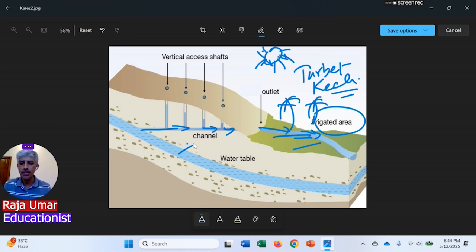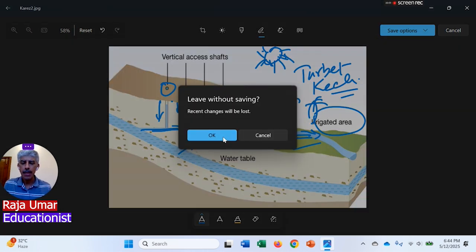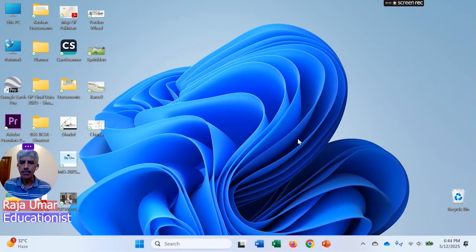So: aquifer, vertical tunnels, horizontal water channel, and on-ground openings to access those vertical shafts. The outlet is over here, the water comes over the ground to the irrigated areas. This is how you can label this diagram. So this is about the Karez system.